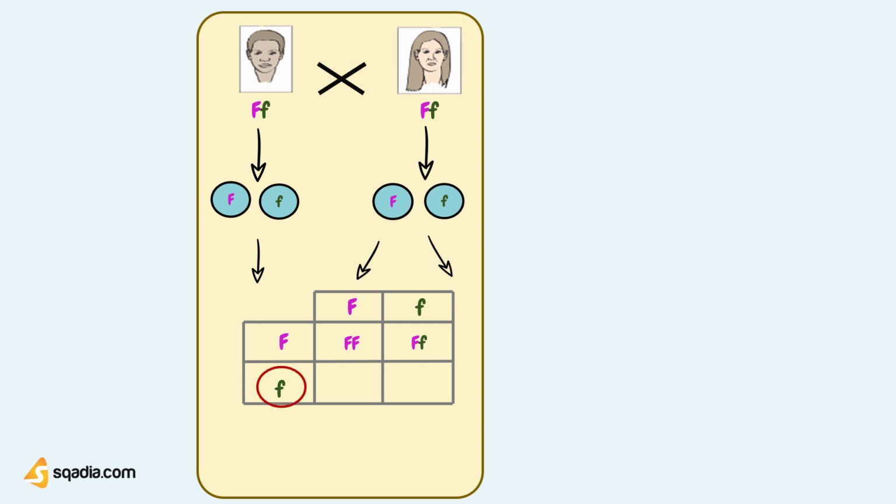Capital F from mother and small f from father will produce offspring with capital F and small f. Small f from mother and small f from father will produce offspring with small f and small f. Now one offspring with capital F and capital F, two offspring with capital F and small f, and one offspring with small f and small f. So, 3 offspring with free earlobes and one offspring with attached earlobe will be produced.